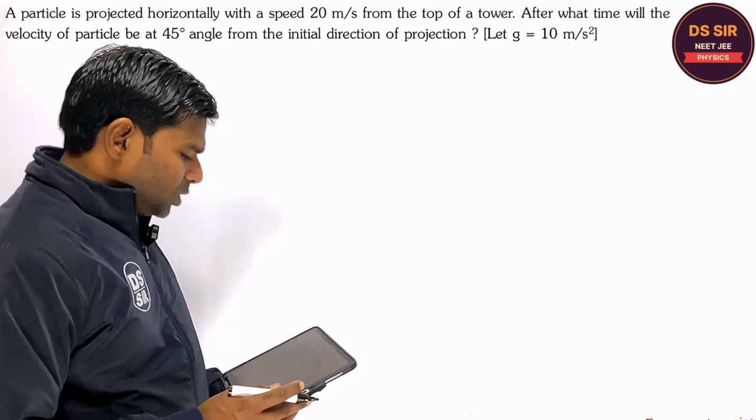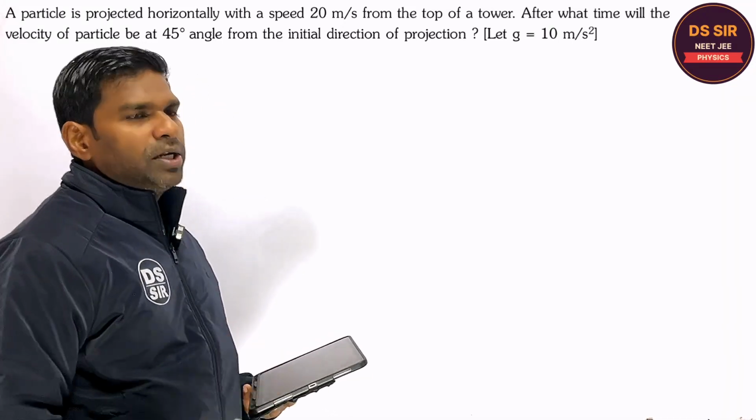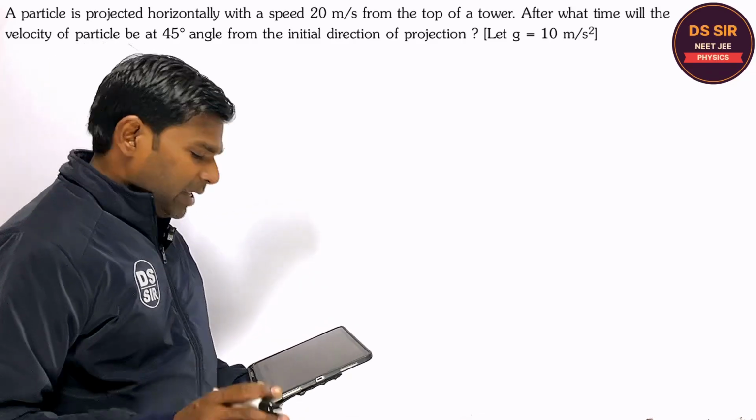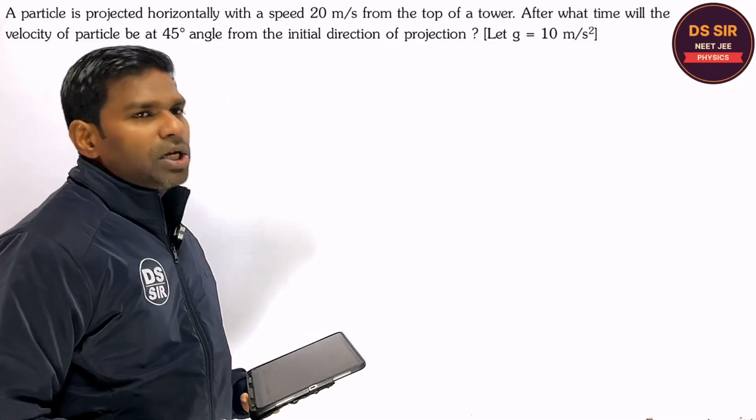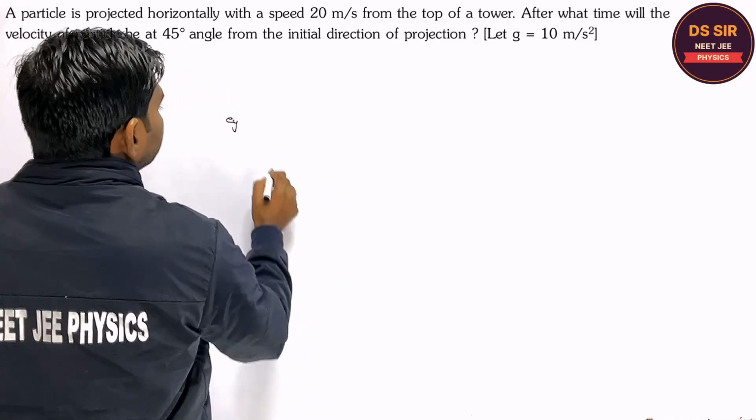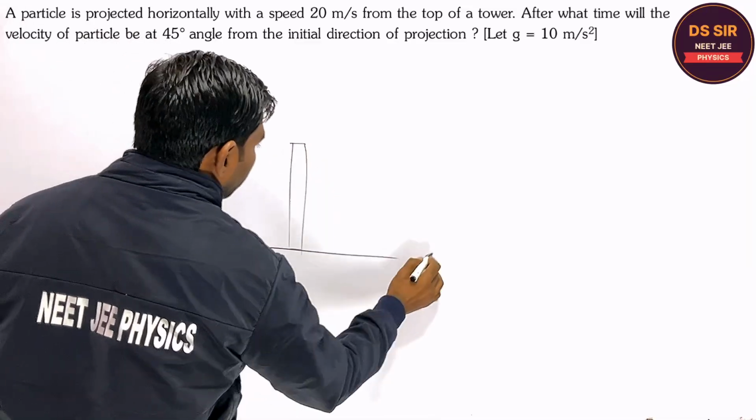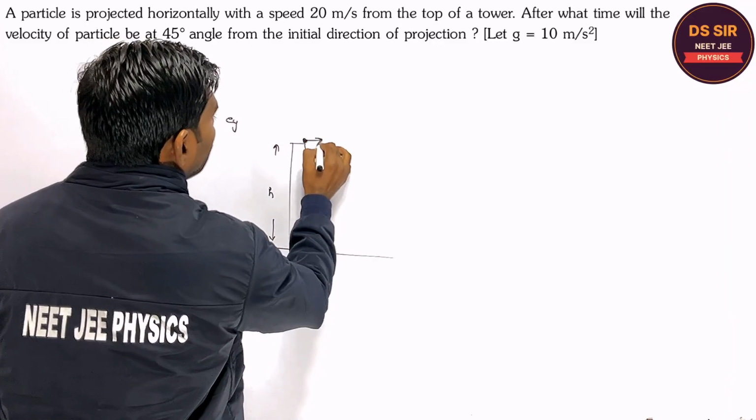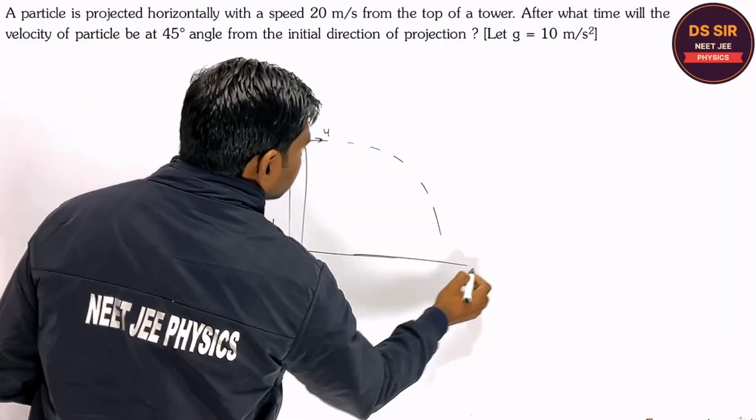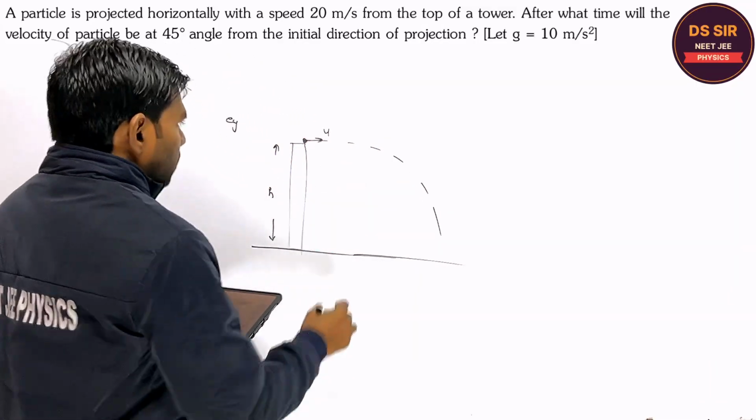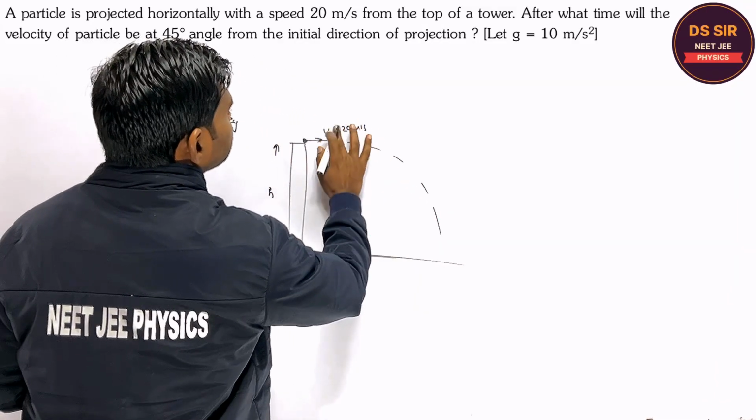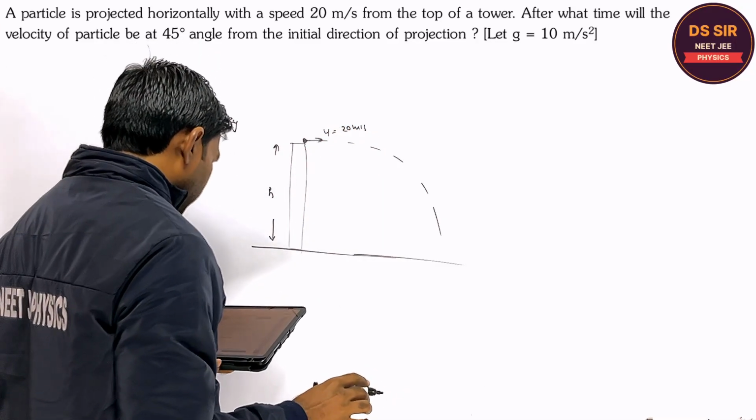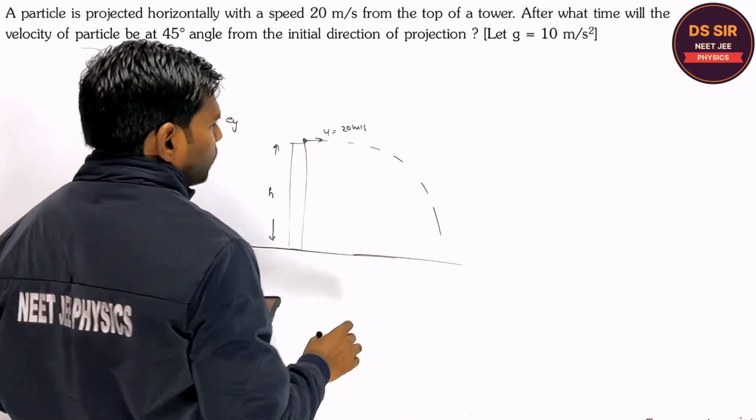Copy. So in this question, a particle is projected horizontally with a speed 20 meter per second from the top of a tower. After what time will the velocity of the particle make a 45-degree angle from the initial direction of projection? Listen one thing. In this example, we have a plane. The vertical height of the tower is supposed to be h. It is thrown with the speed u like this. So it will move in a parabolic path. The speed is 20 meter per second. What time will the velocity of the particle be 45 degree from the initial direction of projection?